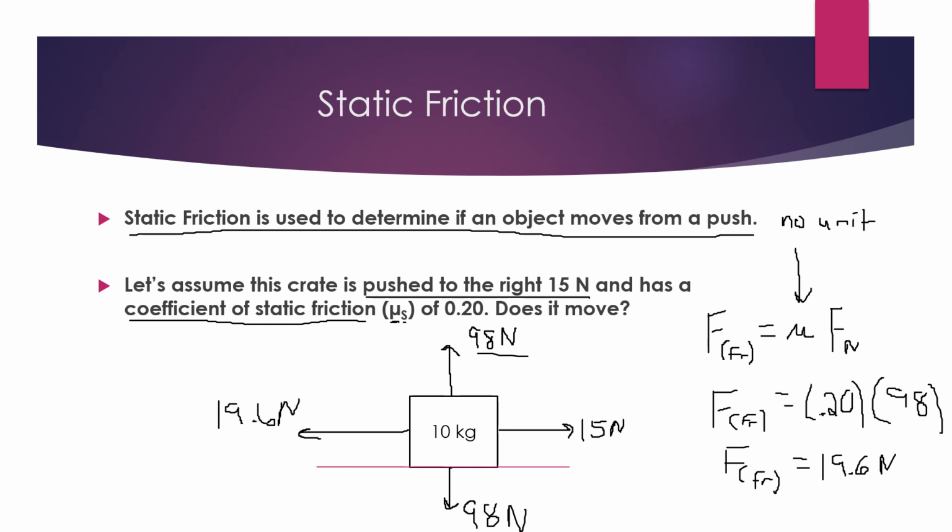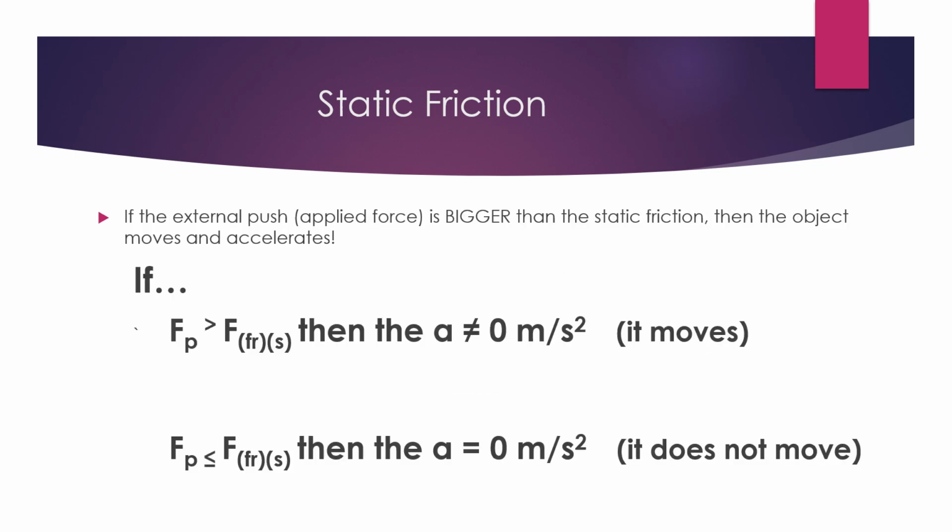So if the push is 15, but the friction is 19.6, is this moving? What does your gut say? This is the key. If the external push is bigger than the static friction, then the object moves and accelerates. So if the force of the push, the external, applied push, is greater than the force of static friction, then it moves. And if it moves, then the acceleration is not 0, it's some other number.